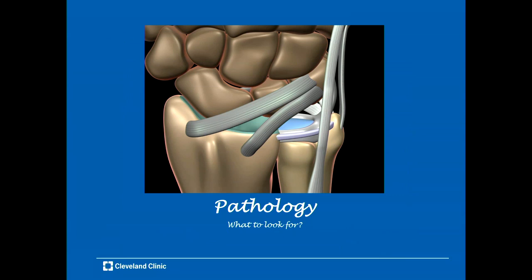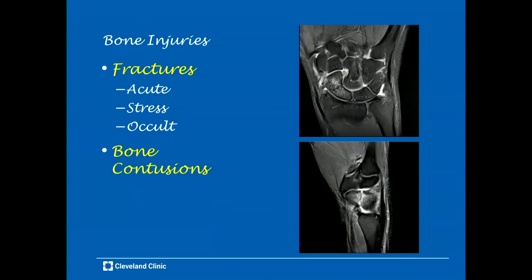So let's talk about pathology. What are we looking for? And also a brief description of some of the important anatomy and the normal variants. So first we'll start with bone injuries. MRI is very good for looking at fractures as well as bone contusions.